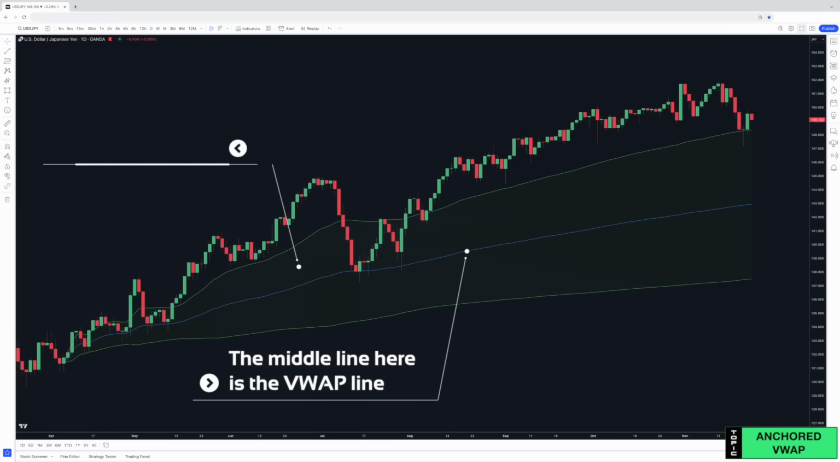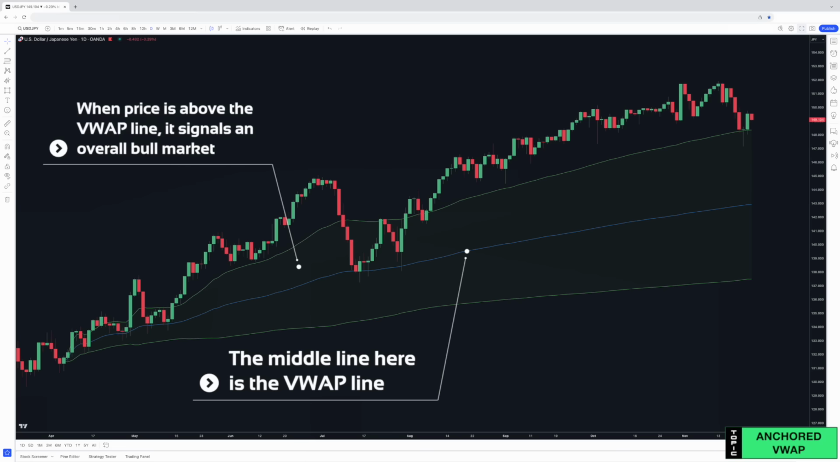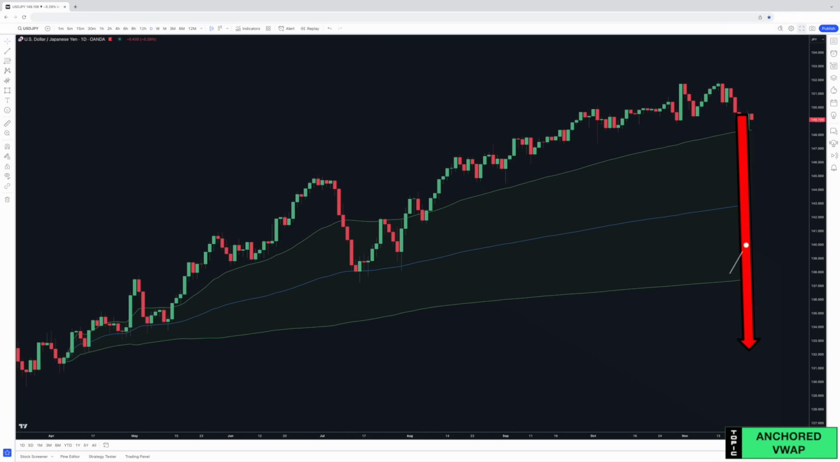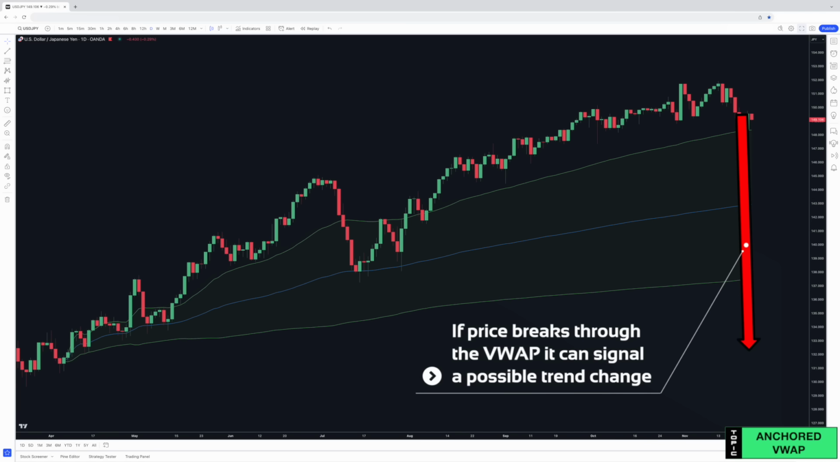When price is above the VWAP line, it signals a bull market and can also act as a form of support and presents long trade opportunities. If price breaks through the VWAP, it can signal a possible trend change, going in the opposite direction.